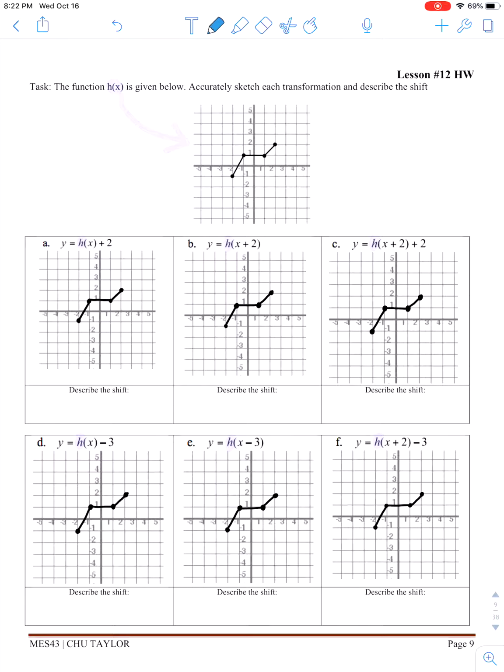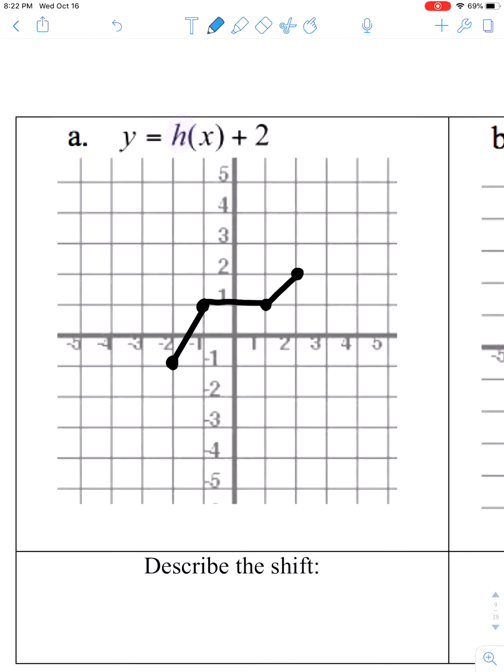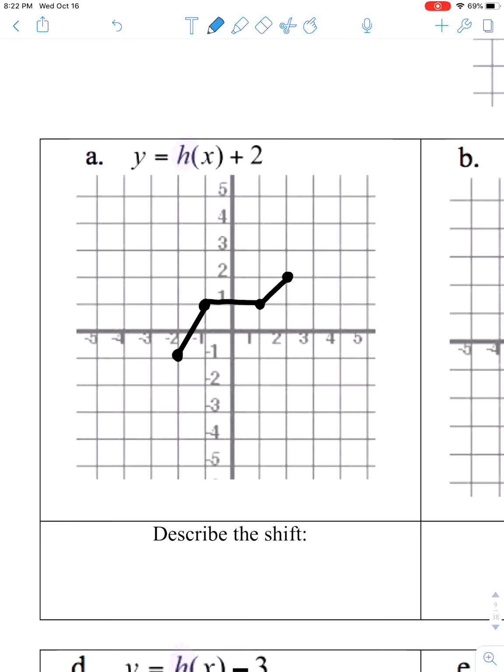Let's take a look at this first function, and I'm going to zoom in just so we can see it a little more clearly. The first function says y equals h of x plus 2. Since our plus 2 is outside of our parentheses, it is an up or down shift. It's called a vertical shift. And since it's outside of our parentheses, we do exactly as it says. This is going to be an up shift since it's a positive 2. So we're moving up 2 units.